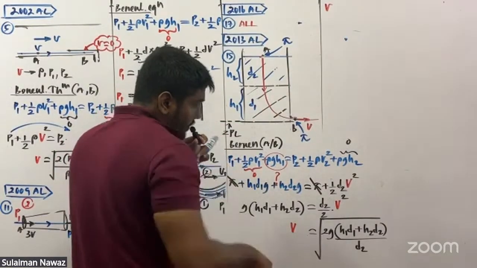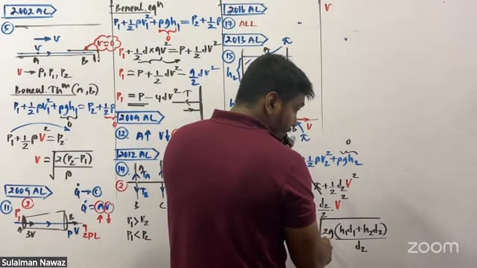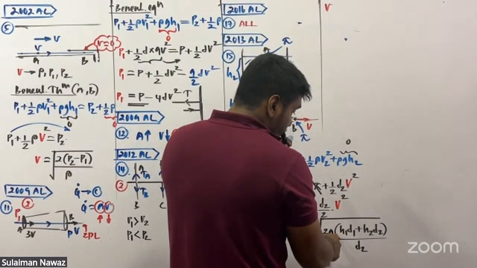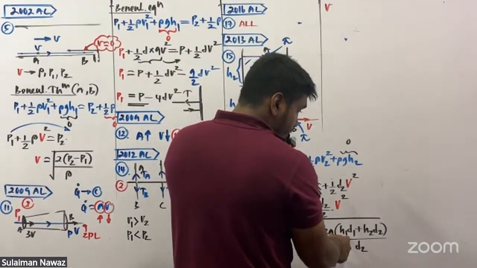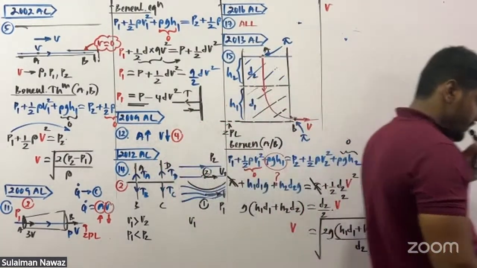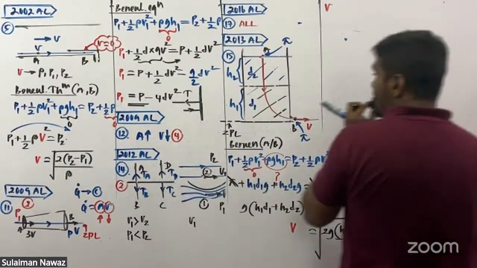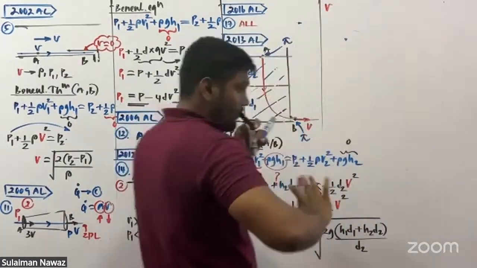Right. Give me a second. 2G. H1. H1, H2, D1, D2. No issues.